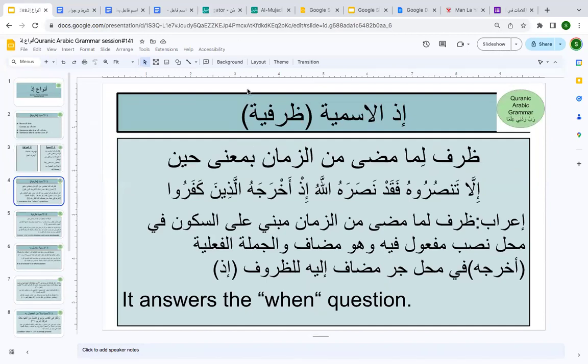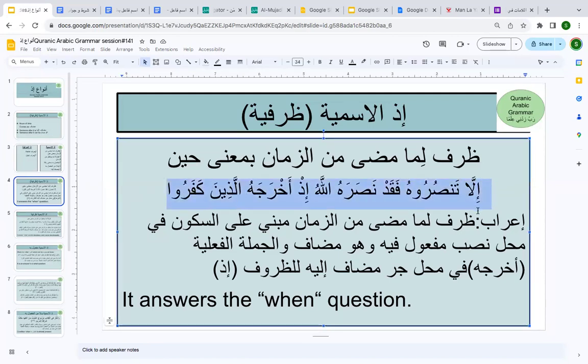Now let's see idh al-ismiya, which is a zarf, a noun of time. Be very careful how you find it. It's not always at the beginning of your verse, though you will find in Quran many verses beginning with idh. When you find it in the middle of the verse, how do you understand it? Can you see here a verse from Quran? Forget about the Arabic written there. Illa tansuruh. What do you think this illa is? Is it illa which means except, or is it in plus la?